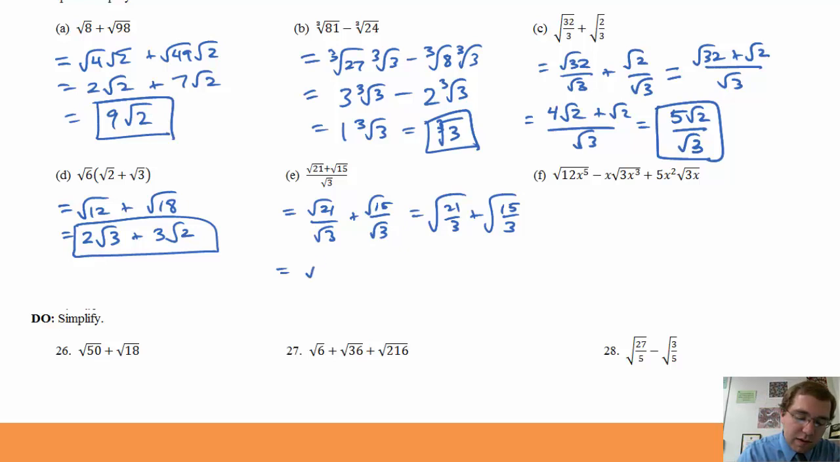And 21 over 3 is 7, so this is the square root of 7. Plus 15 over 3 is 5, so it's the square root of 5. Those are both simplified all the way. They don't have the same radicand, so I can't combine them any further.